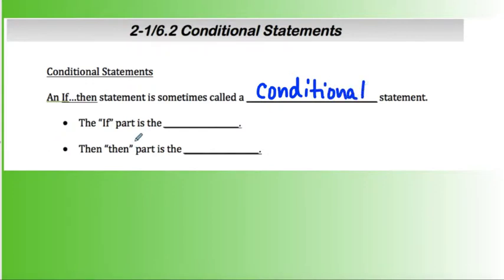Okay, and the if part of the statement is called the hypothesis. And so when we're writing an if-then, we consider the hypothesis to be true because we're making a statement. And it's the then part that we're trying to prove false. And the then part is the conclusion, okay?